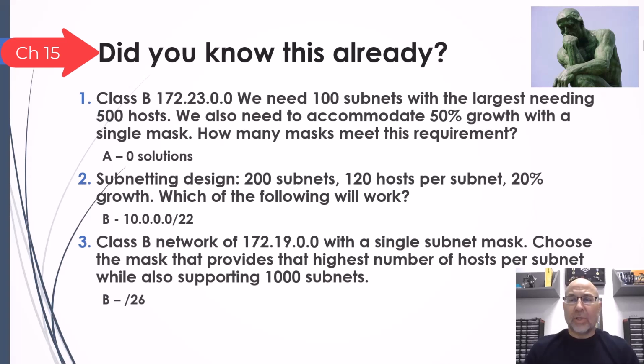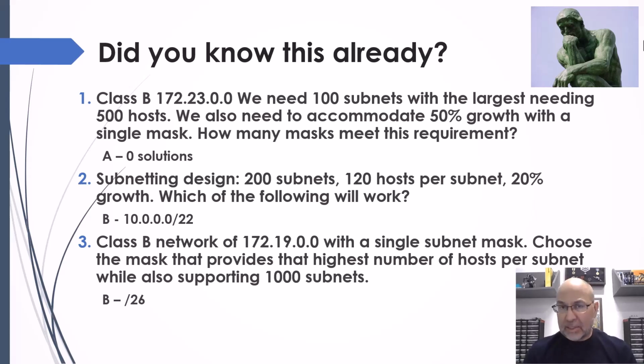So did you know this already? So we have a Class B network, 172.23.0.0. We need 100 subnets with the largest needing 500 hosts. Okay, so we got a Class B, we need 100 subnets, and we got 500 hosts in the largest one. We also need to accommodate for 50% growth. That's a lot of growth with a single mask. That means that all the subnets will use the same CIDR notation, whatever it is, /27, /19, whatever it is, they're all going to be the same.